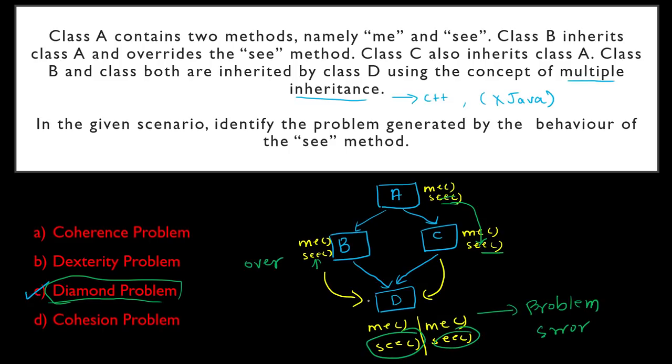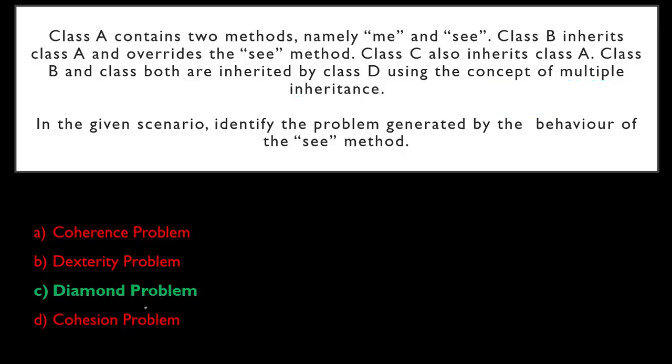Now, which definition will D use? Because they have the same function name, right? So this will create an error. That is why, because of this diamond problem, Java does not support multiple inheritance. Java's creators said that we will not use this concept at all. So the answer for this question is the diamond problem.